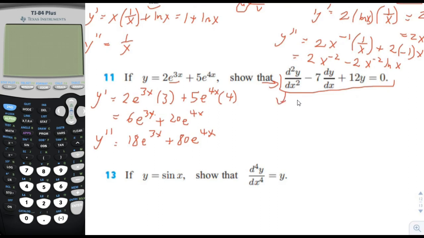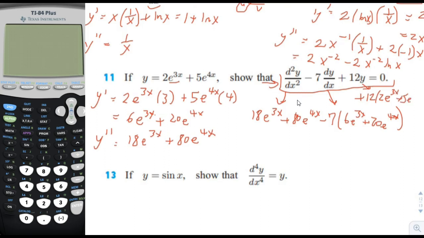So if I put the second derivative here, it would be 18e to the 3x plus 80e to the 4x. And then I'm going to take minus 7 times the first derivative, which would be 6e to the 3x plus 20e to the 4x. And then I add 12 of the original function, which would be 12 times 2e to the 3x plus 5e to the 4x. And then that's supposed to all cancel out with each other. Let's see if that's really true.